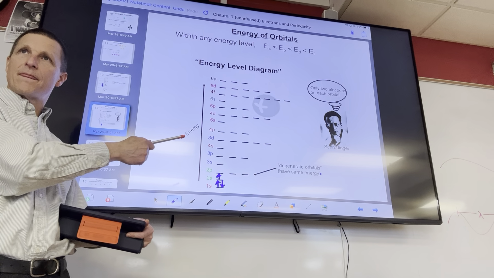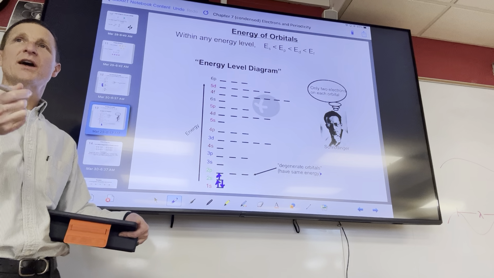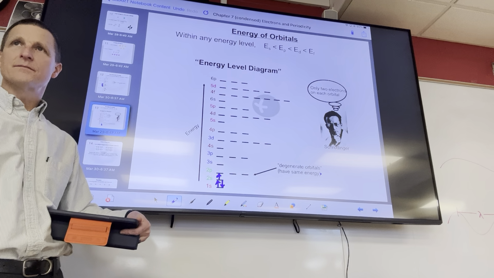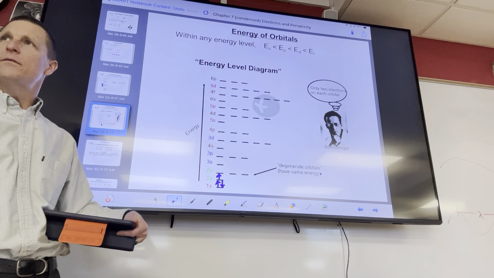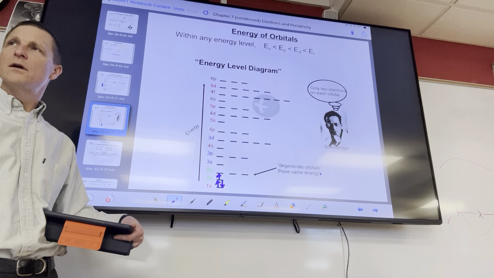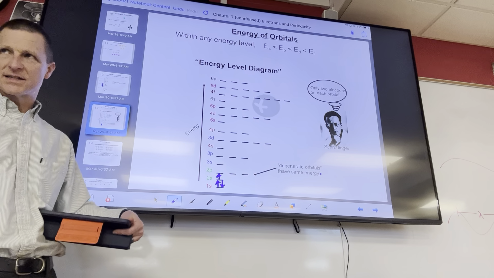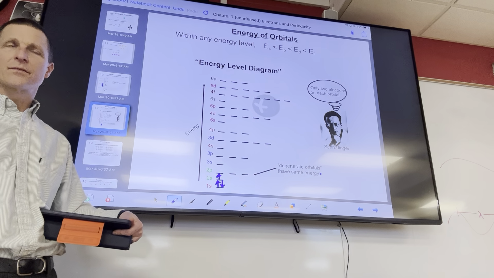So if anything has an odd number, would it? Yeah, if it's got unpaired electrons, it's probably reactive. Yep. Is that why the alkali metals are so reactive? Yep. Because they only have one s electron. That's exactly why. Yep.